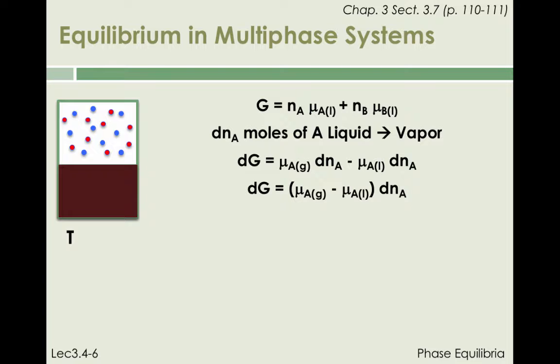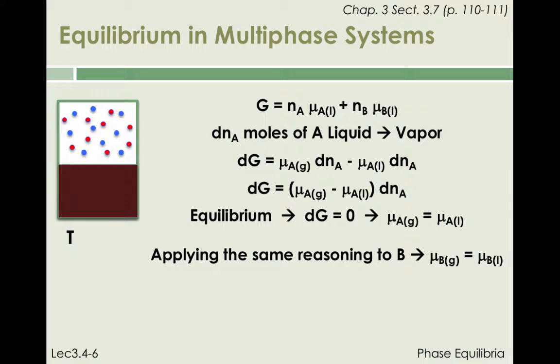Since the transfer from the liquid phase to the vapor phase occurs reversibly, this implies that dG is equal to 0, or we have a local equilibrium. Hence, we conclude that mu_A for the vapor phase minus mu_A for the liquid phase is equal to 0, or mu_A vapor equals mu_A liquid. We can follow the same approach for the reversible transfer of dN_B moles of B from the liquid phase to the vapor phase and conclude that mu_B vapor must be equal to mu_B liquid.